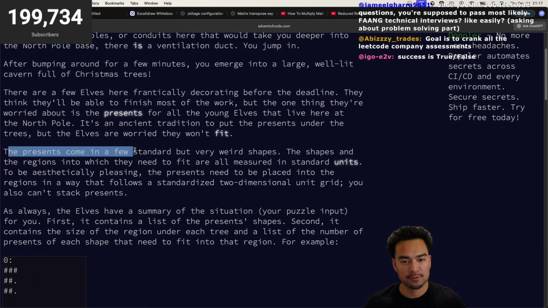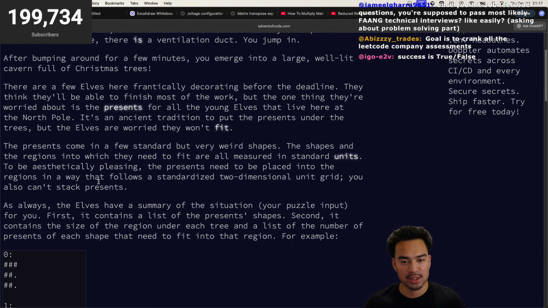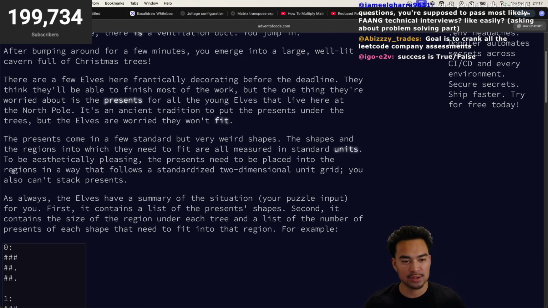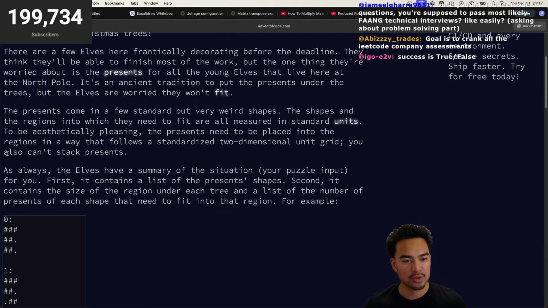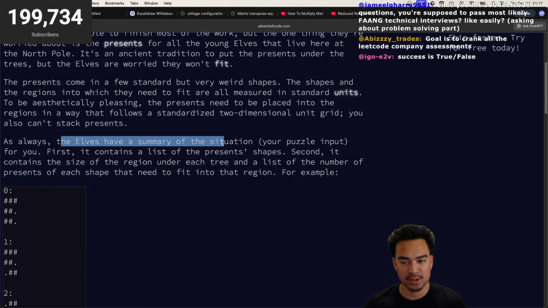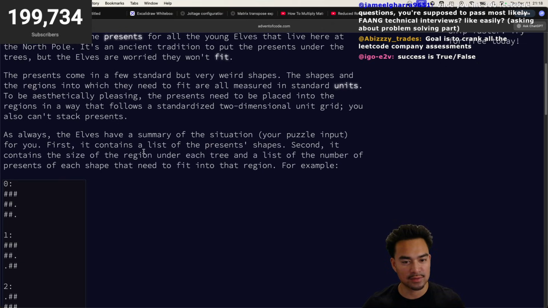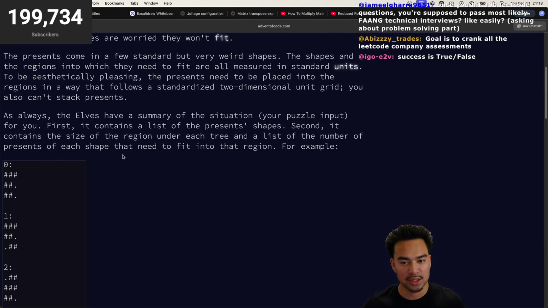The presents come in a few standard but very weird shapes. The shapes and the regions into which they need to fit are all measured in standard units to be aesthetically pleasing. The presents need to be placed into the regions in a way that follows a standardized two-dimensional unit grid. You also can't stack presents. As always, the elves have a summary of the situation, your puzzle input. First, it contains a list of the present shapes. Second, it contains the size of the region under each tree and a list of the number of presents of each shape that need to fit into that region.